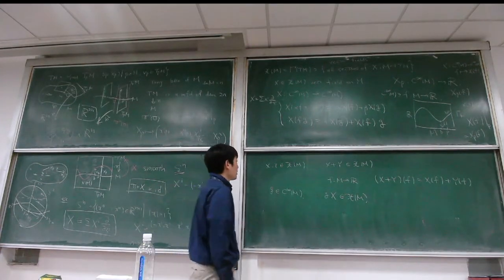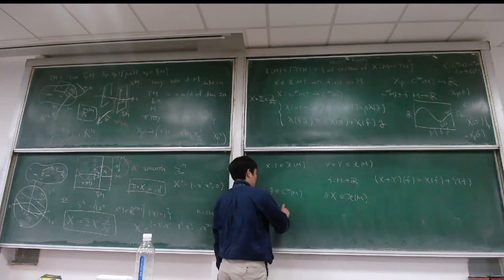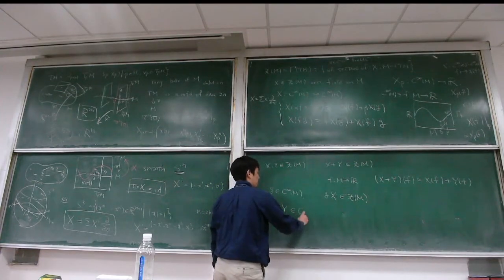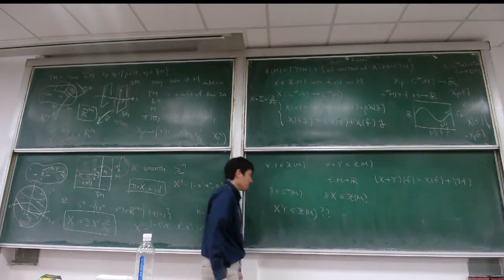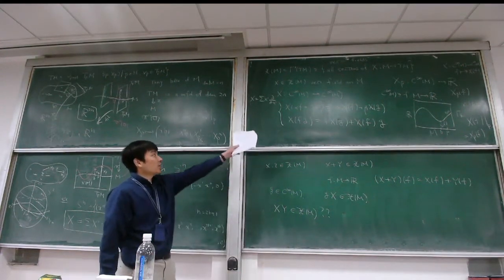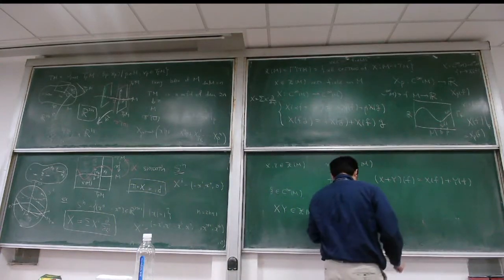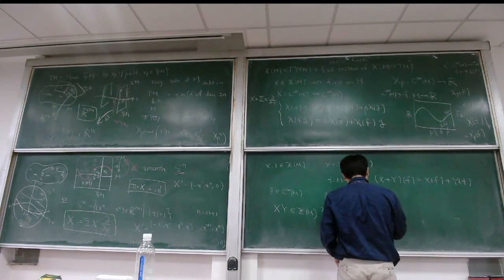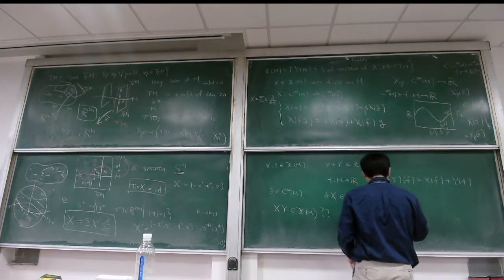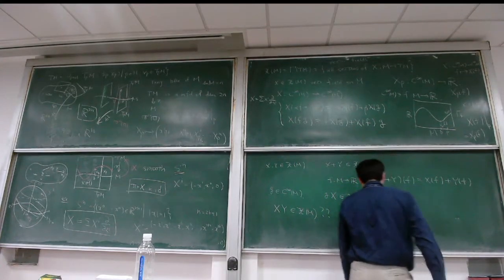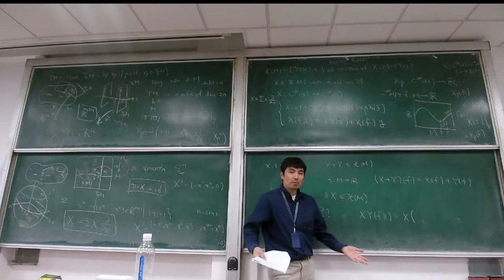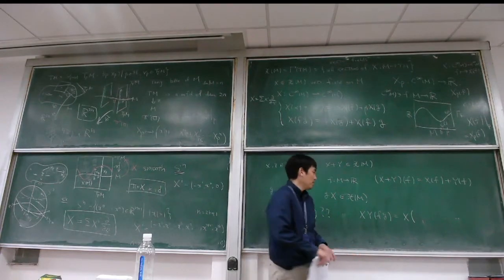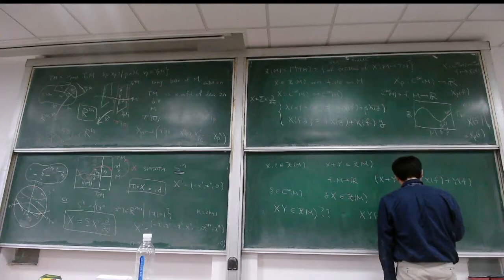So, how about this one? X times Y, is it a vector field or not? So let's check. Let's check the Leibniz rule one by one. Y of f times g is a function on M, and it satisfies the Leibniz rule.